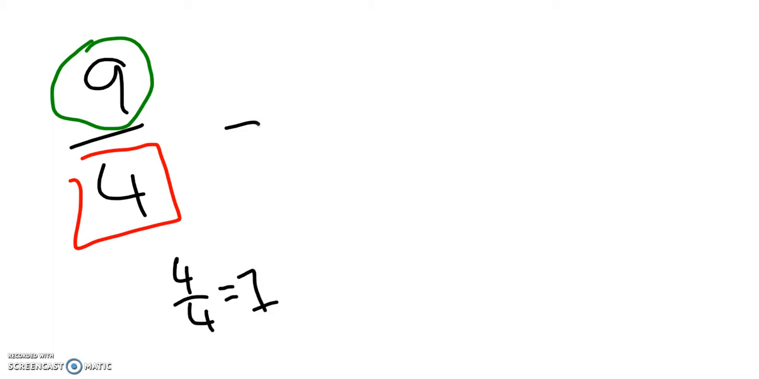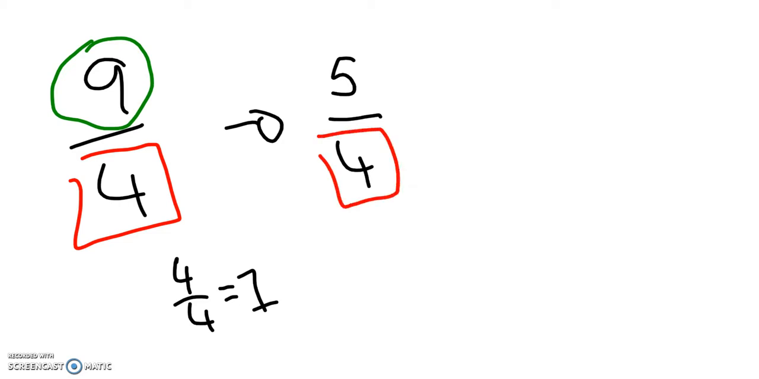That's going to leave me now, not with 9 quarters, because I've used 4 of them. It's going to leave me with 5 quarters. And again, we remember that we're looking for groups of 4. How many groups of 4 can we make out of 5? Well, in this case, I can make 1 more group of 4. 4 quarters equals 1 whole.